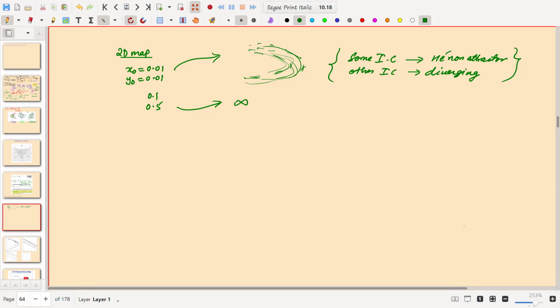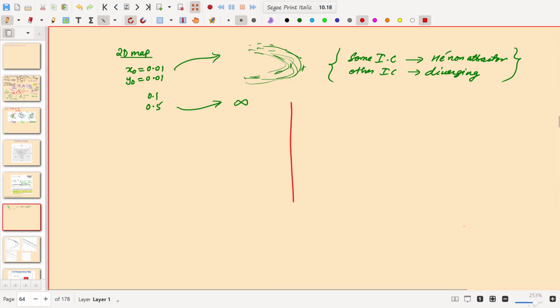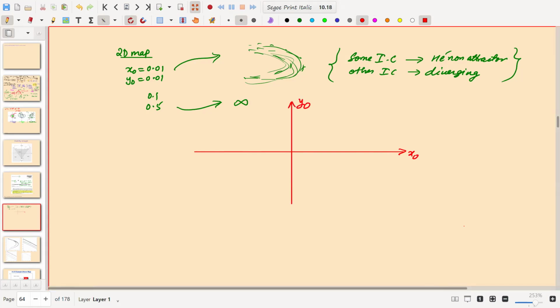To do that, can you computationally think of an idea, how can we find which set of initial conditions can lead us to the chaotic attractor and which initial conditions don't lead to the chaotic attractor? Can you computationally do that? To do that, what can we do? We can adopt an idea, and this is that idea: suppose we have x naught and y naught.